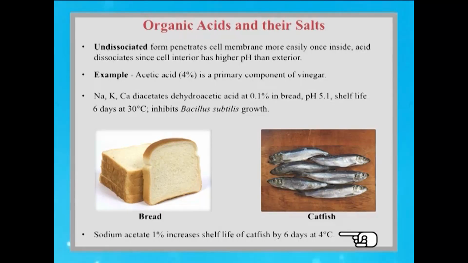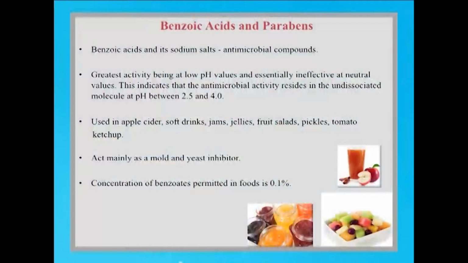Another acetate is sodium acetate, which is added at an amount of 1%, which increases the shelf life of catfish to 6 days at 4 degrees Celsius. Benzoic acid and parabens are again organic acids which are used for preservation. Now, benzoic acid has a very good antimicrobial activity at a low pH, which is about 2.5 to 4. However, this is not effective at higher pH.